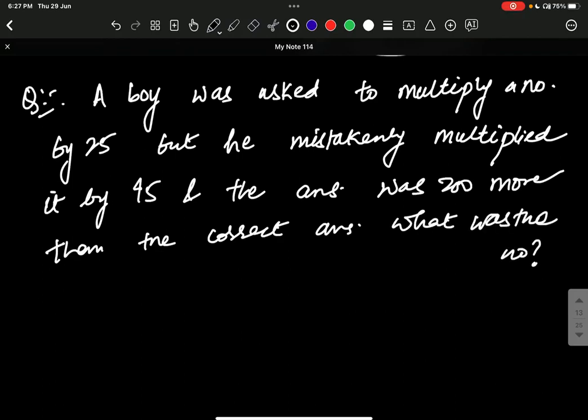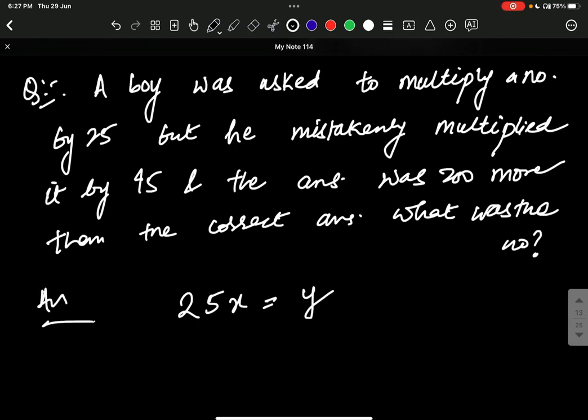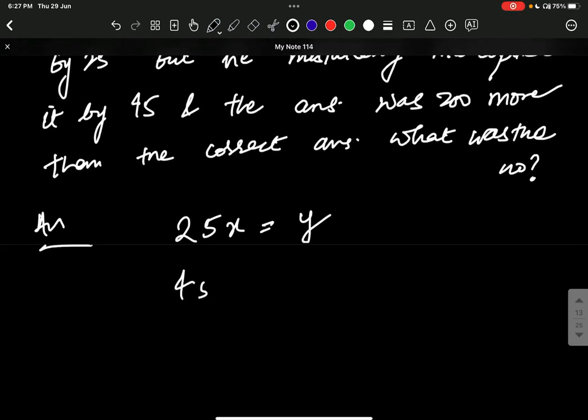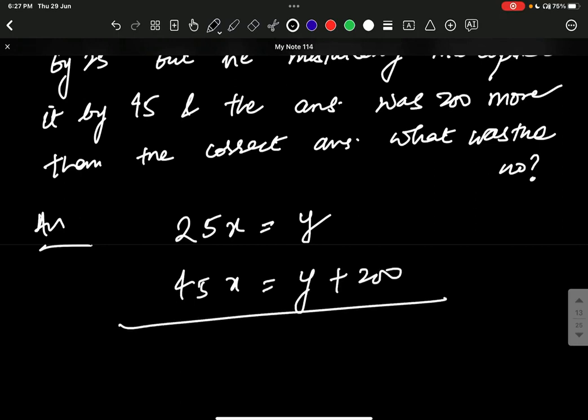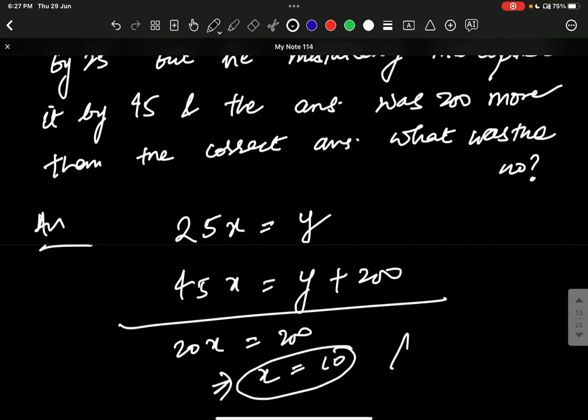What was the number? So you have to find out the two equations. See, when it was being done, let's just say that when the number was multiplied, then he got the correct answer. But when the number was multiplied by 45, then he got 200 more. Now you can very easily solve these two equations. What is it? 20x is equals to 200, which implies x is nothing but 10 is the right answer. So accordingly, you can find out the two equations and you can calculate.